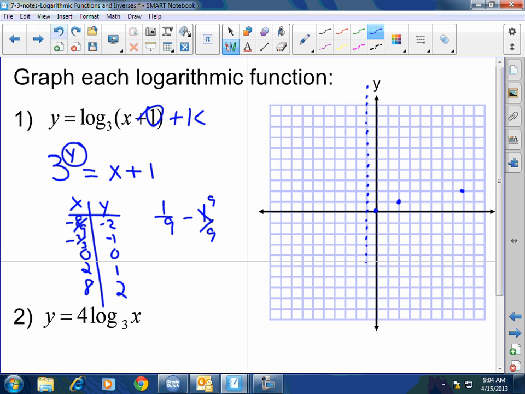And then when y is negative 2, I can't have that. So x is negative 8/9. So here's negative 2/3. It's about here. There we go. So that's my graph.